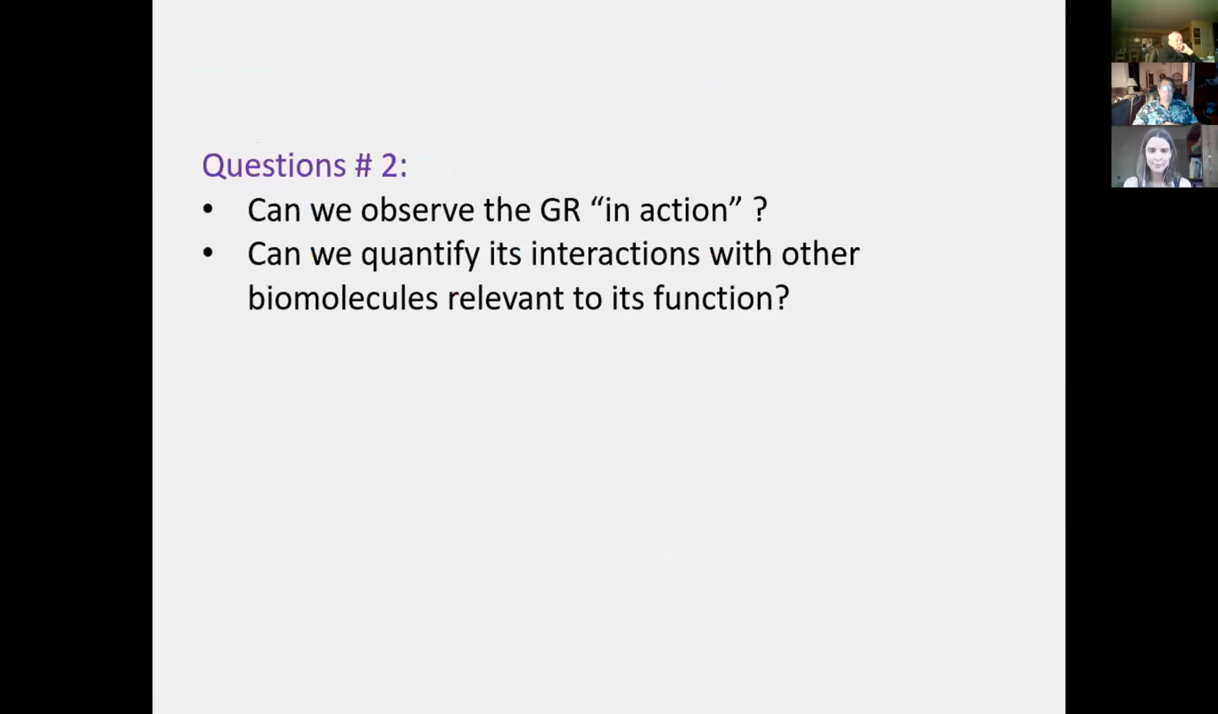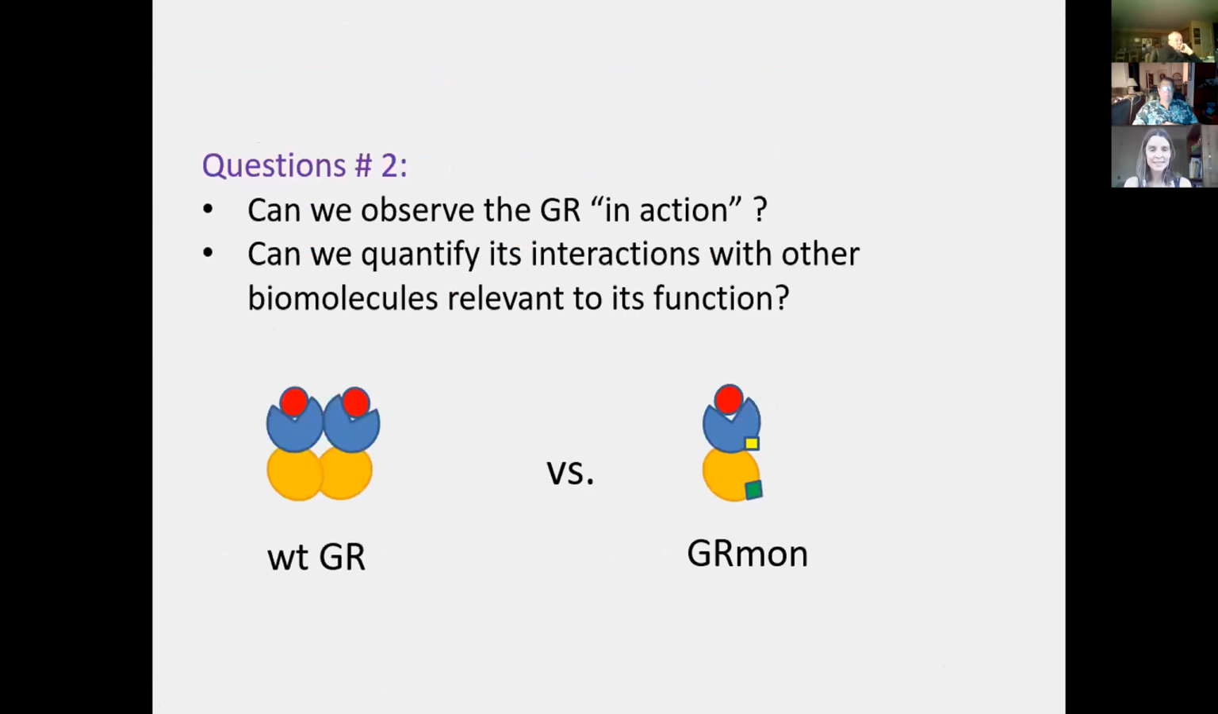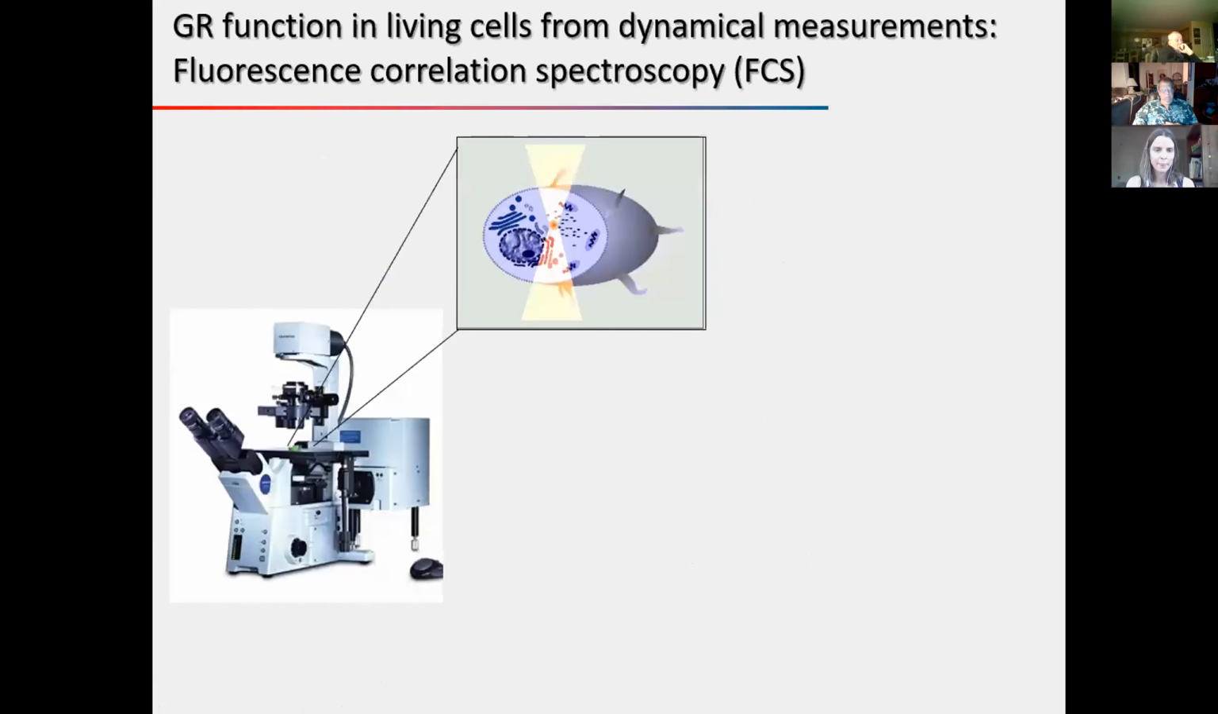Can we do that? And the answer, of course, is yes. In many of the experiments I will show you now, I will compare the wild-type receptor, which is dimeric when activated, with this variant GR-MON. Of course, we analyze a lot of different mutants and ligands, but I think this comparison is much more pedagogical and nice for a workshop.